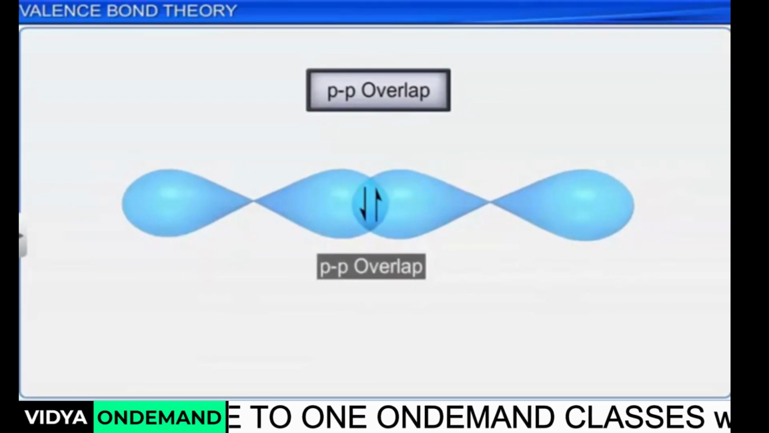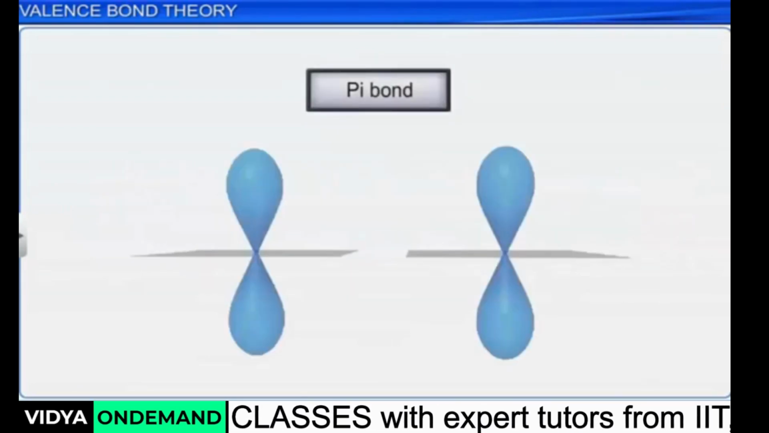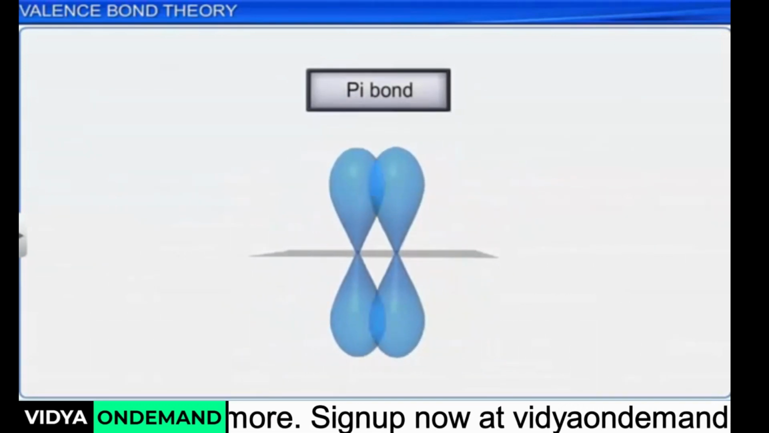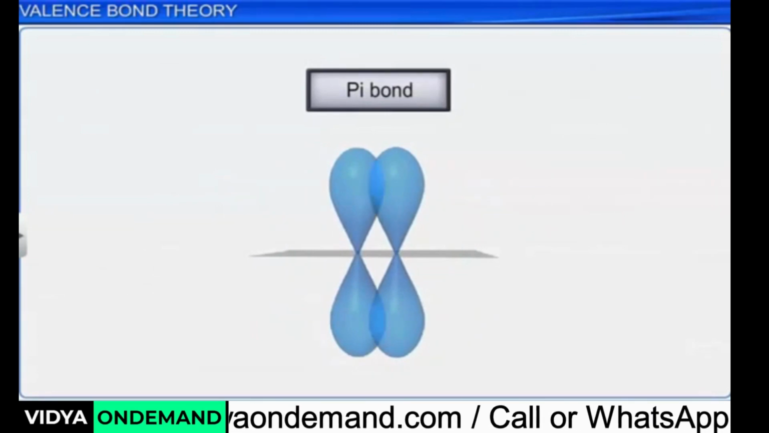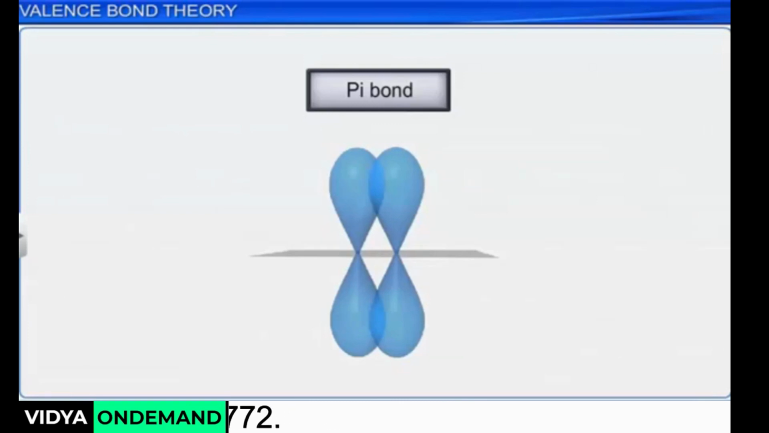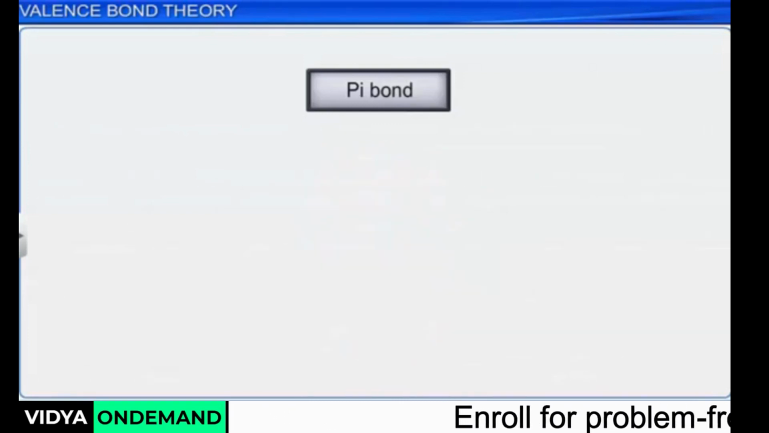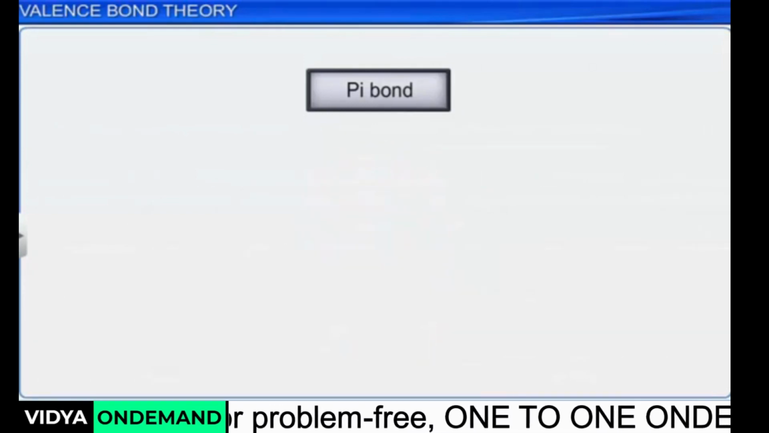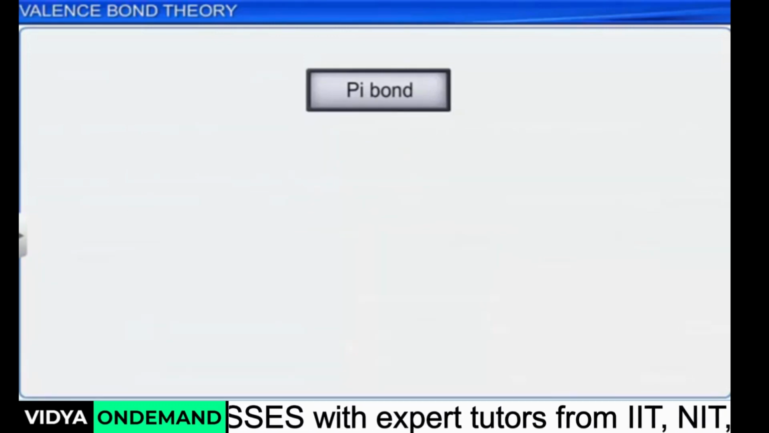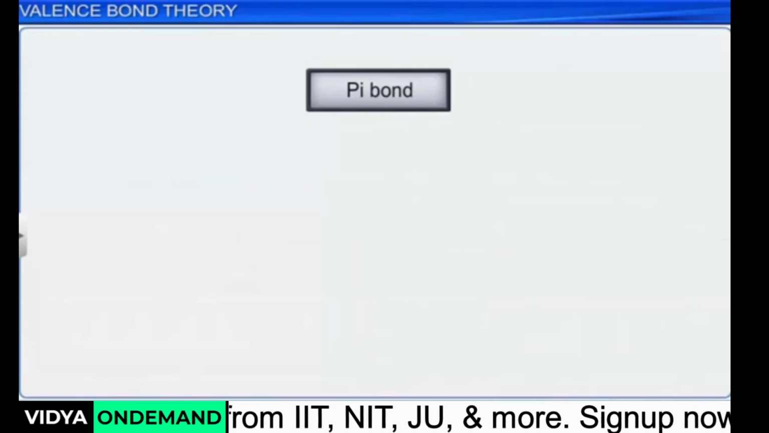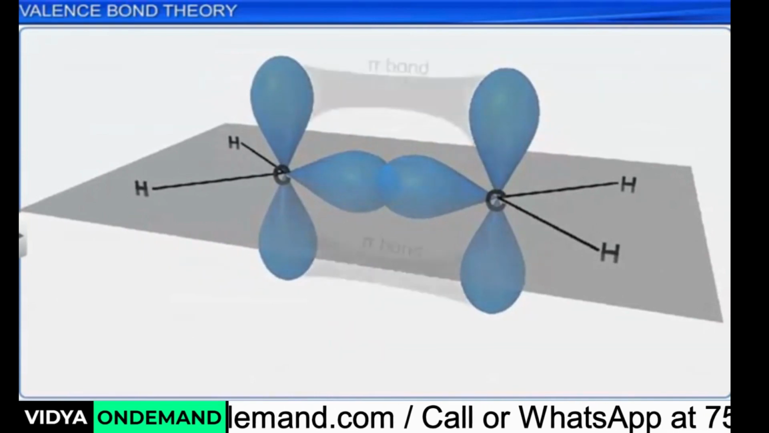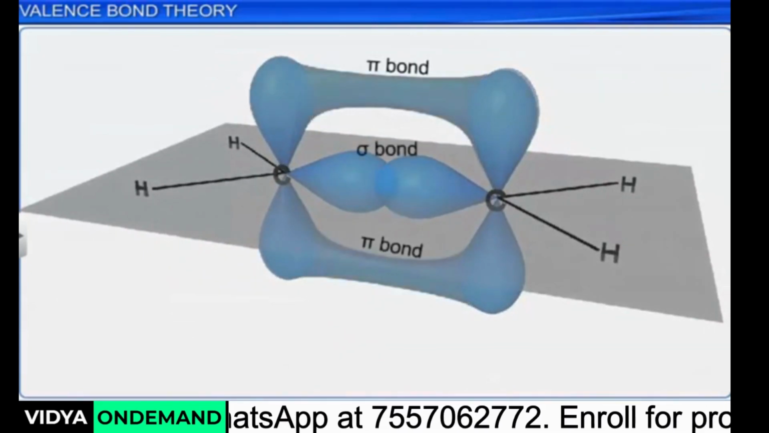A pi bond is formed when atomic orbitals overlap in such a way that their axes remain parallel to each other and perpendicular to the internuclear axis. The pi orbitals formed due to the sidewise overlap consist of two saucer-type charged clouds above and below the plane of the participating atoms. Pi bonds can be formed in addition to a sigma bond between two atoms and are always present in molecules with multiple bonds.